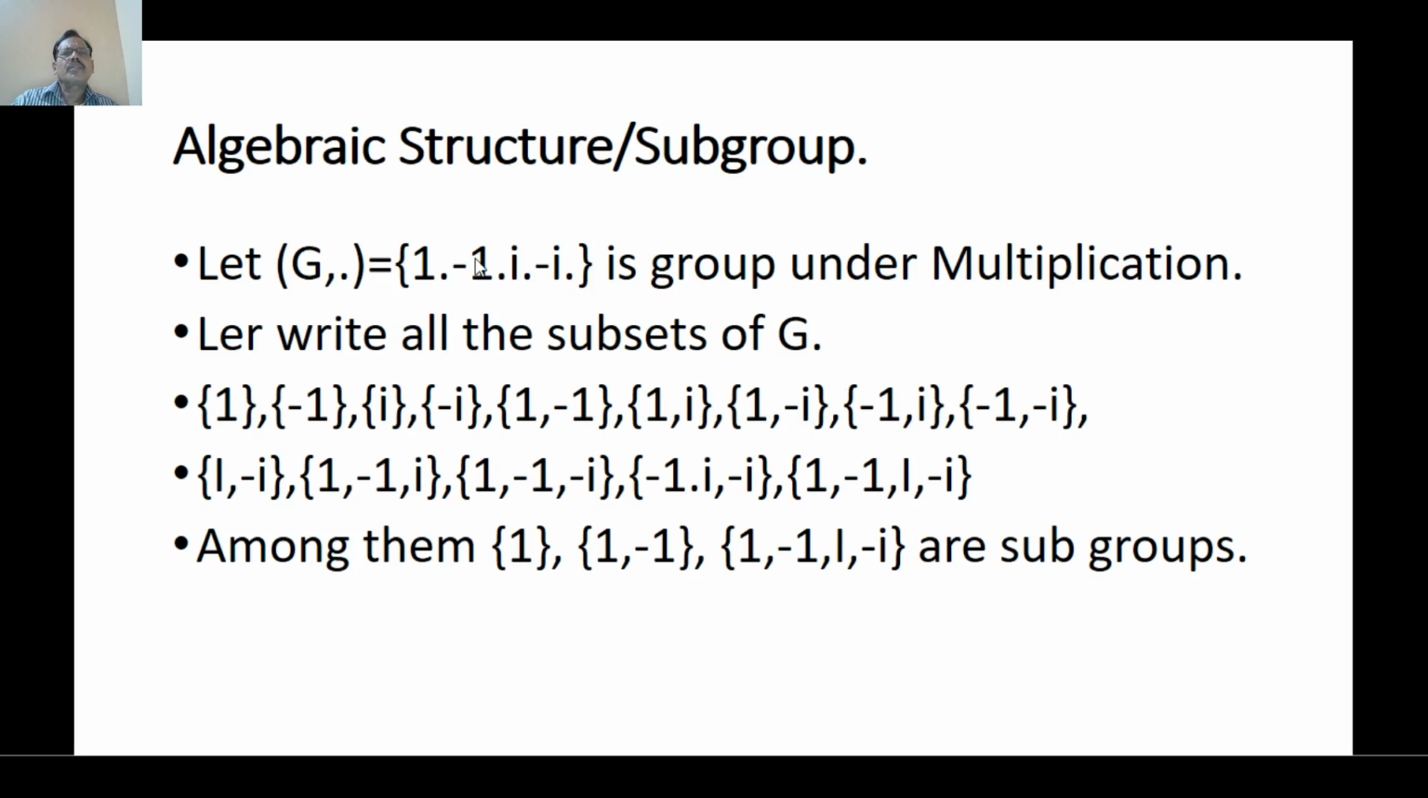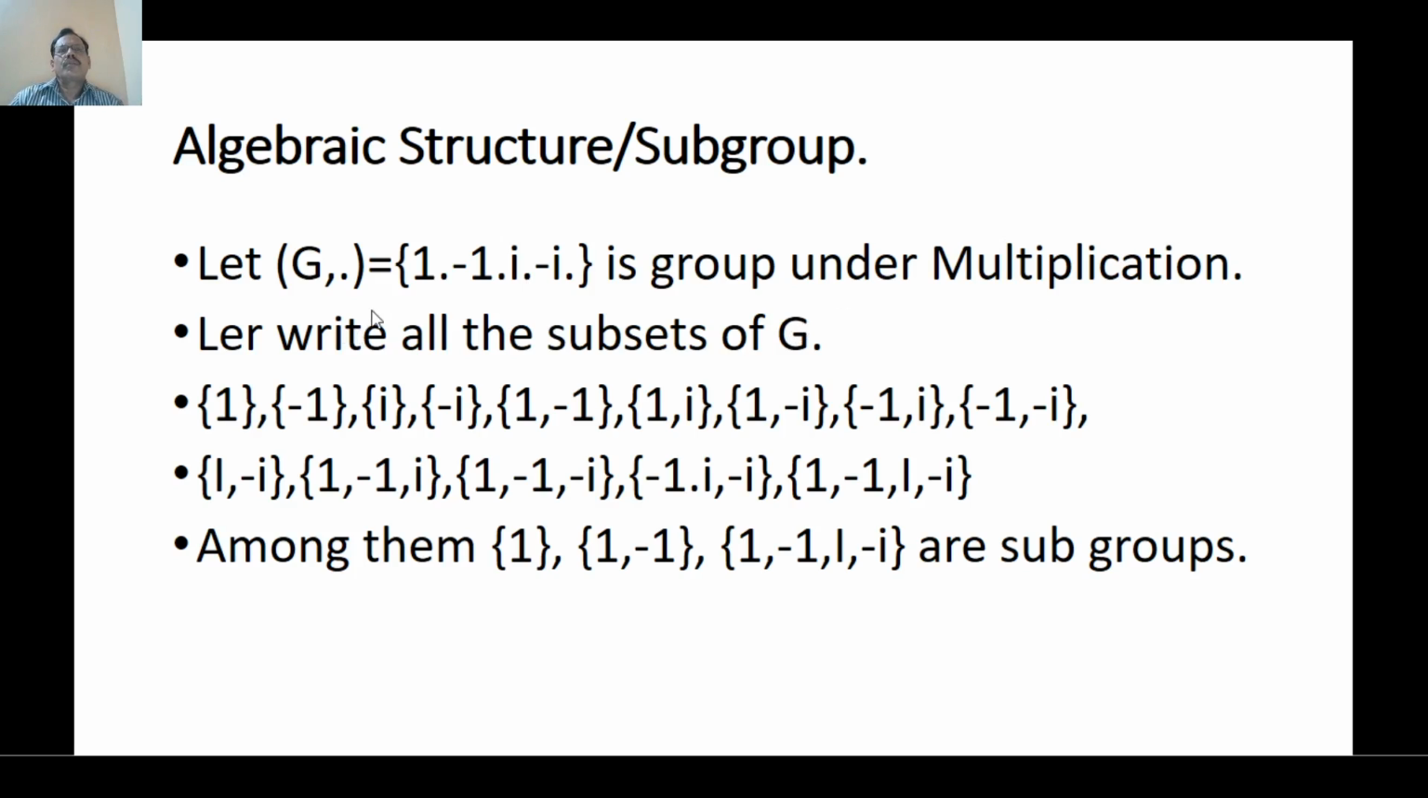So let us consider the fourth roots of unity. G equals 1, minus 1, i, minus i is a group under multiplication. These are the roots of the equation x to the power of 4 minus 1 equal to 0. On simplification we get (x square plus 1)(x square minus 1) equal to 0. x square minus 1 equal to 0 implies x equal to plus or minus 1, and x square plus 1 equal to 0 implies x equal to plus or minus square root of minus 1, that is i. So in total the roots are 1, minus 1, i and minus i, and these four roots are called fourth roots of unity.